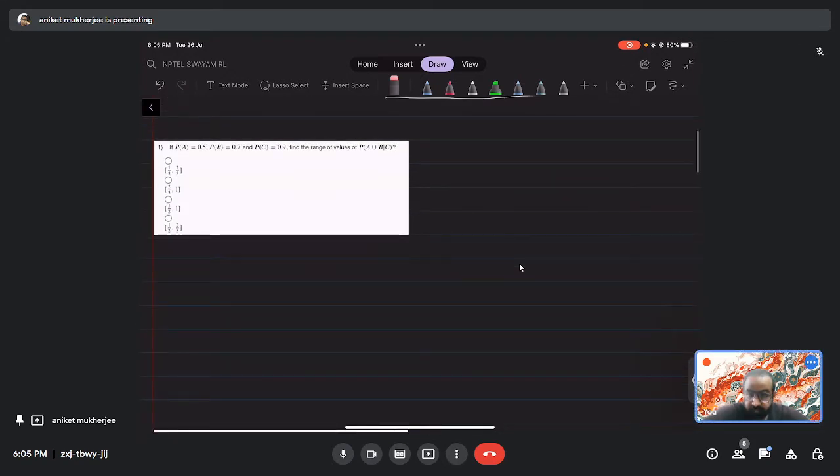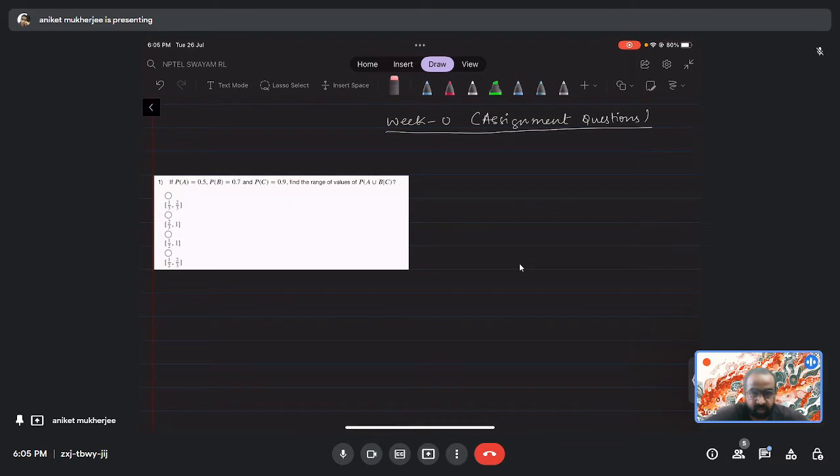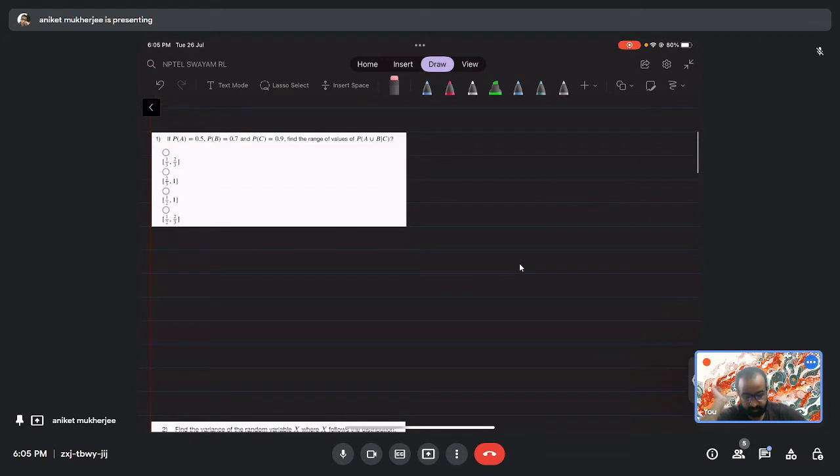The week 0 assignment is basically for your prerequisites which are required for reinforcement learning. You'll have some questions on probability, some on linear algebra, some on set theory and so on. I'll be solving the first question. Probability of A is 0.5, probability of B is 0.7, probability of C is 0.9. We need to find the range for probability of A union B given C.